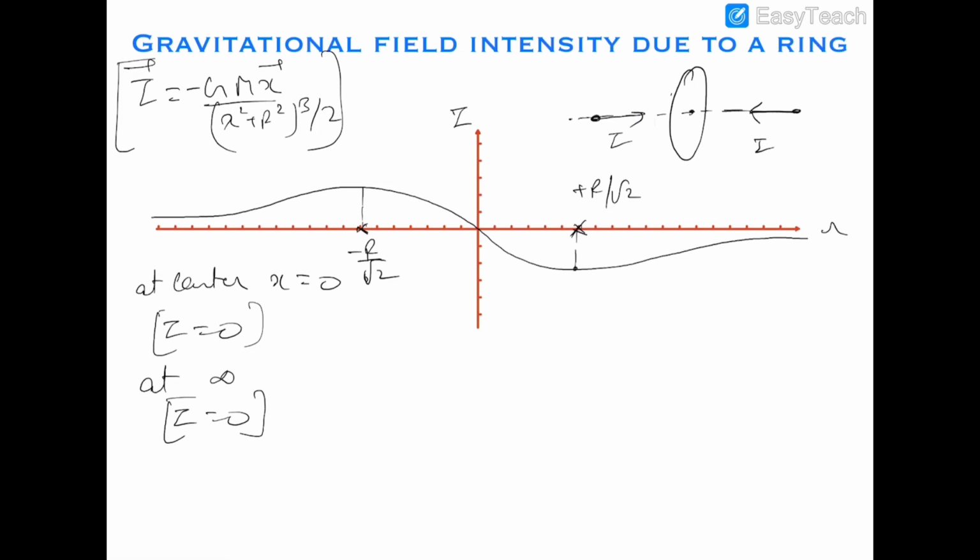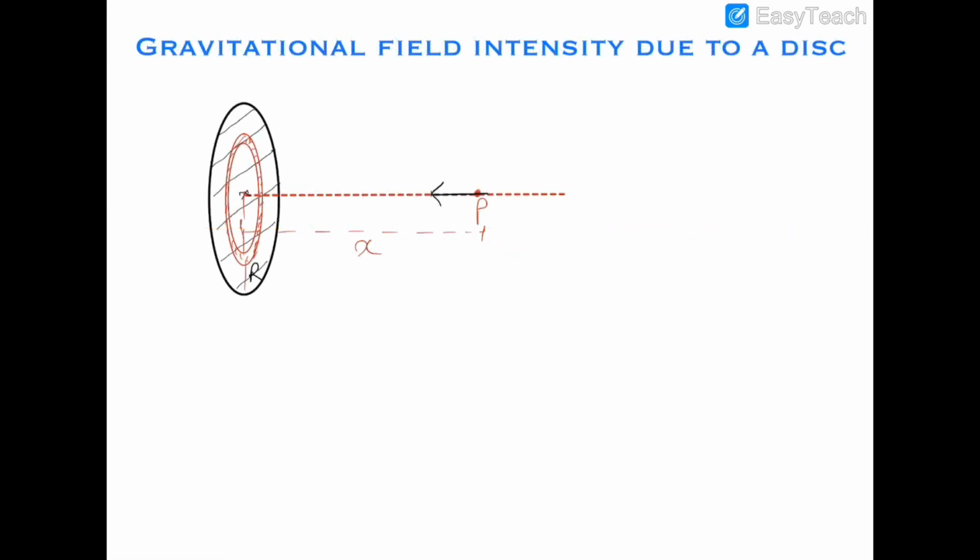Now let's move on to the next figure. Now it is a disk of some radius R and mass M, and we have to find the gravitational field intensity due to a disk at its axial point at a distance of x. So in this case, we have to assume an element which is a ring in this disk, because we already know the magnitude of gravitational field intensity due to a ring. So let us assume a ring of radius small r and width dr.